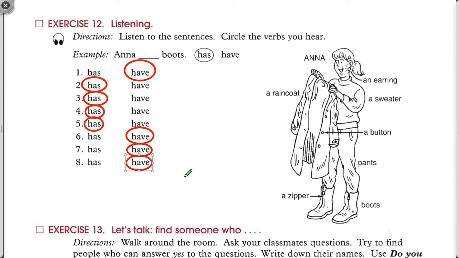Okay, here are the answers to the listening exercise. Take a look at them, pause the video, and make sure you have the right answers.